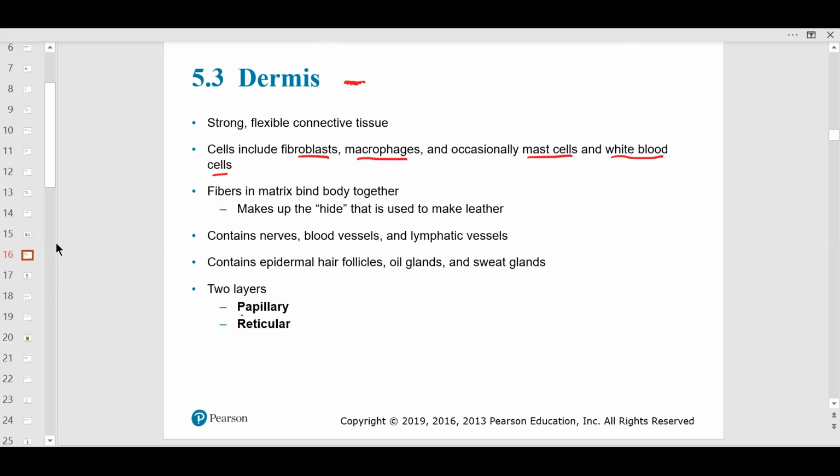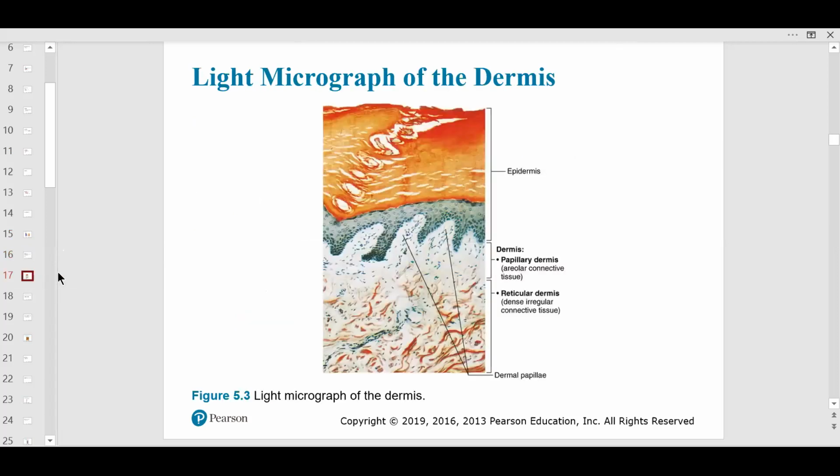And the upper layer is papillary. That's a small layer just below the stratum basal of the epidermis. So layers and strata drive you crazy. And the rest of it is a reticular layer. Connective tissue, dense. This is a really good picture.